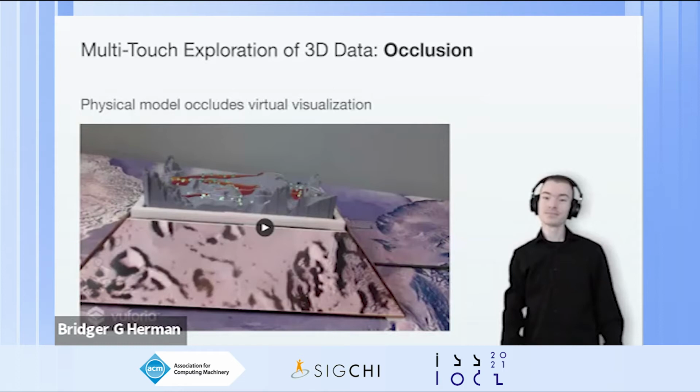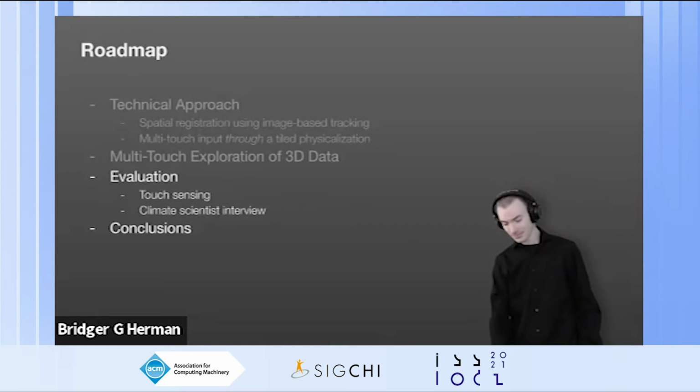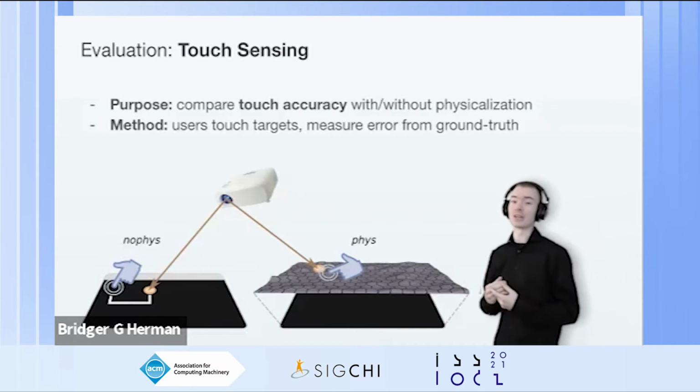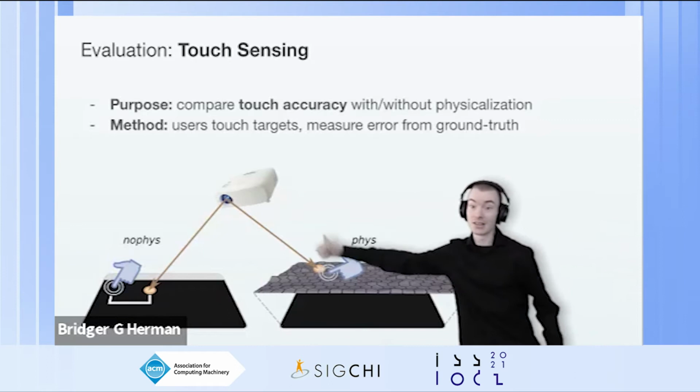So what about the evaluation? We compared user touch accuracy with and without the tiled physicalization present. After informed consent, we asked each of our 8 participants to touch a sequence of 30 dots on each of the physicalization and the bare force sensing tablet.